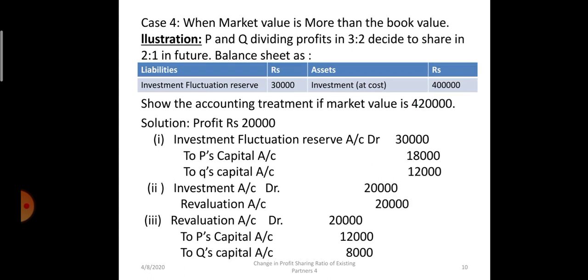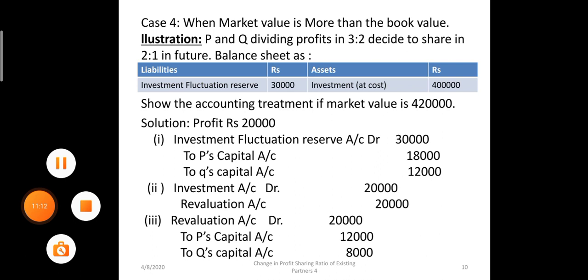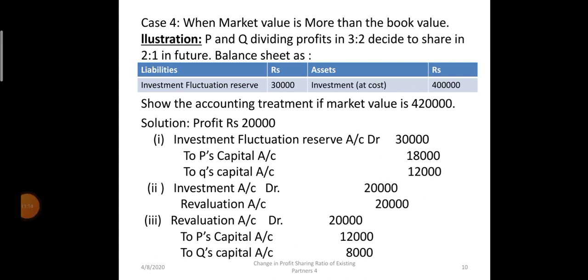Now the fourth case, market value is more than the book value. That means there is a profit. So whatever reserve is there, that will be divided among the partners. Investment fluctuation reserve 30,000 to P's capital, Q's capital, in the ratio of 3:2. That is 18,000 and 12,000.